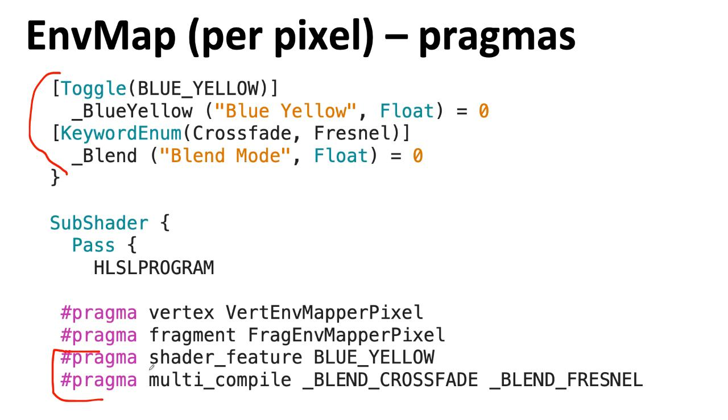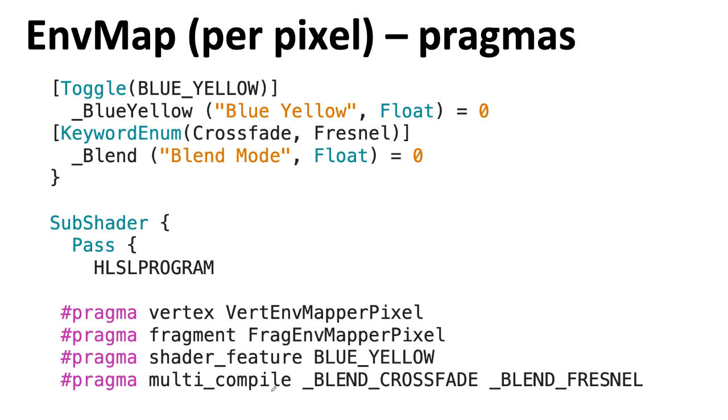So the toggle is activated according to this shader feature line, and then the multi-compile will handle the drop-down menu that you have here. And these names have to be hard-coded like this. So here we have blue yellow with an underscore, so we need a shader feature called blue_yellow. It will want to see it match like that.